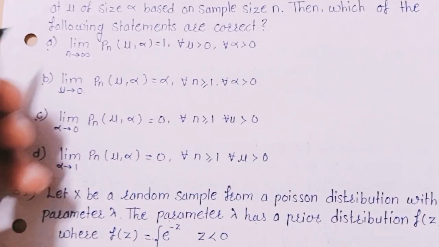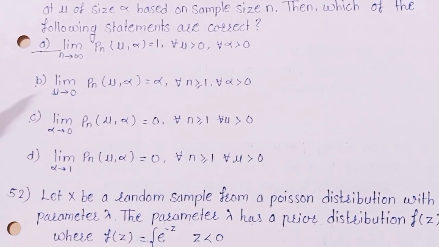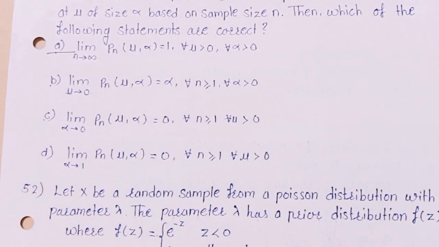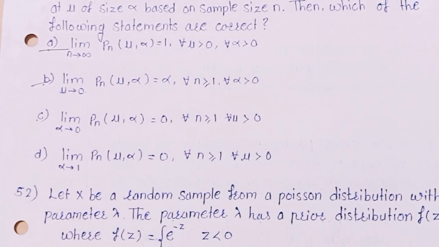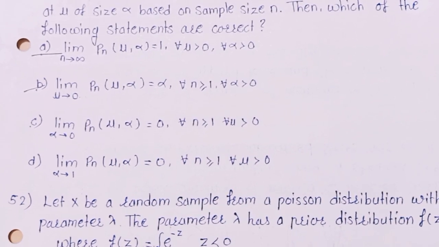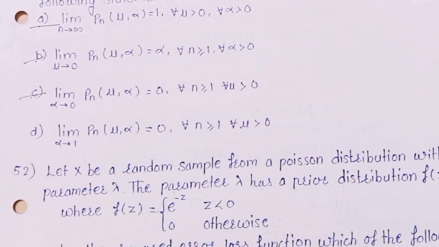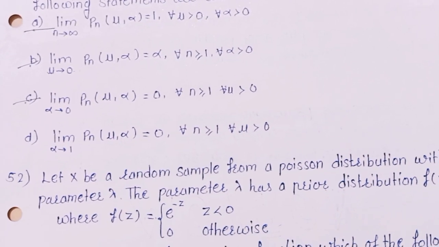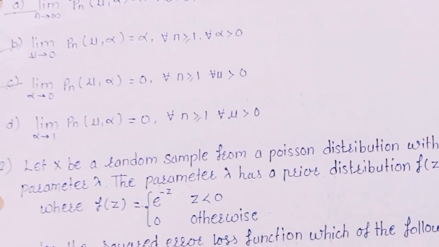Option A: limit n tends to infinity Pn(μ, α) = 1 for all μ > 0 and for all α > 0. This is the correct option. B is also correct: limit μ tends to 0 Pn(μ, α) = α for all n ≥ 1 and α ≥ 0. And C option is correct: limit α tends to 0 Pn(μ, α) = 0 for all n ≥ 1, μ > 0. A, B and C is the correct option.